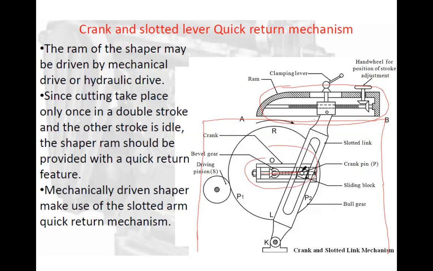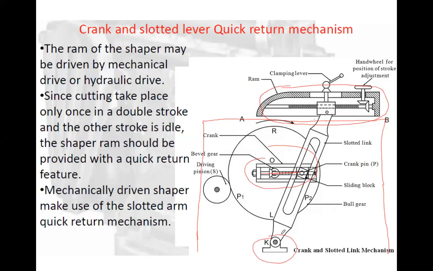When this crank is rotating, on one side of the crank there is a slider. This is the second link. The slider slides in a slotted lever, which is why it is called a crank and slotted lever mechanism. This is the crank and this is the slotted lever. When the crank rotates about its axis, the slider moves in a circle, and the slotted lever oscillates about this point K, where it is fixed. So the crank is rotating and the slotted lever is oscillating.